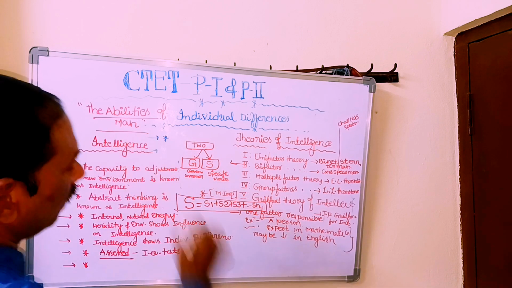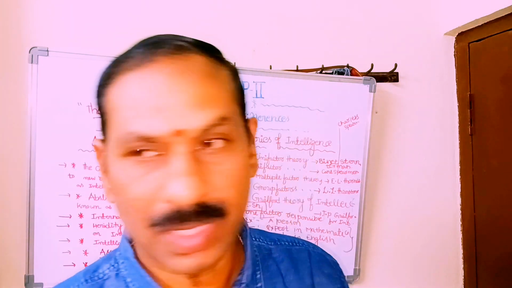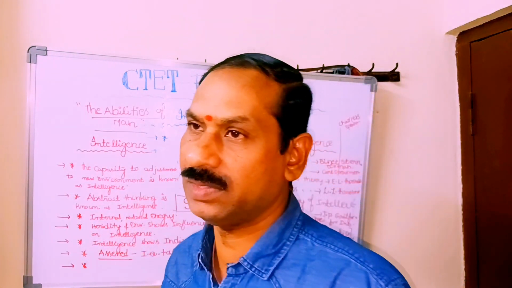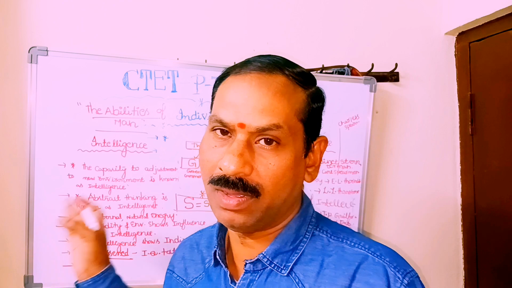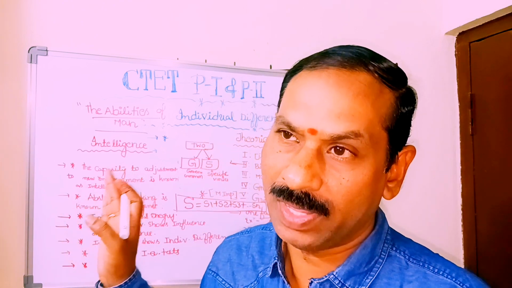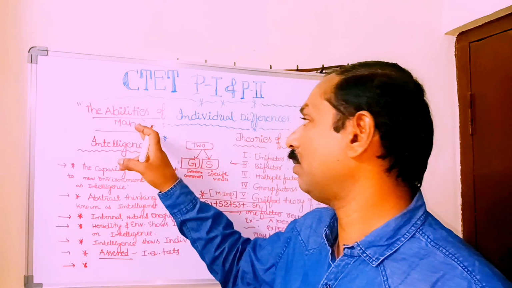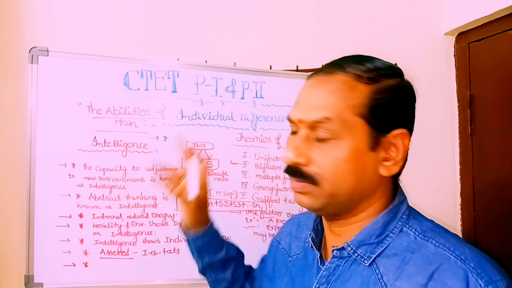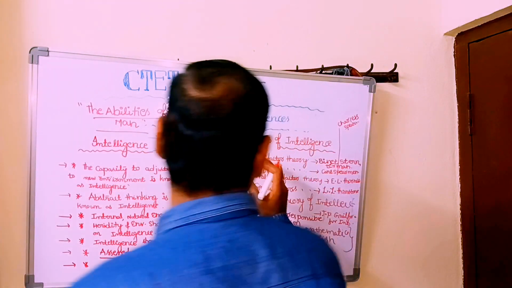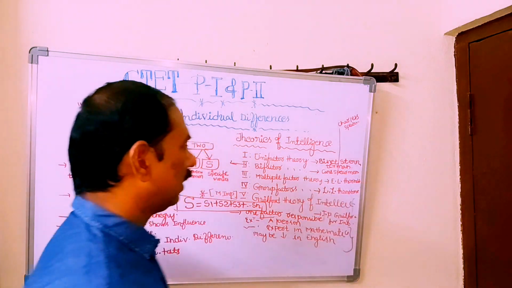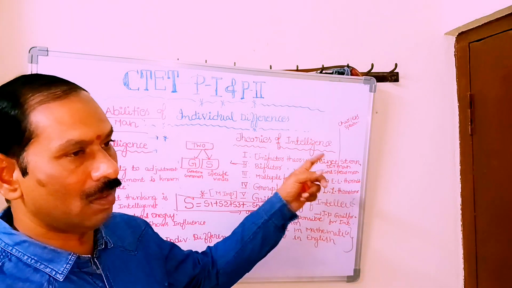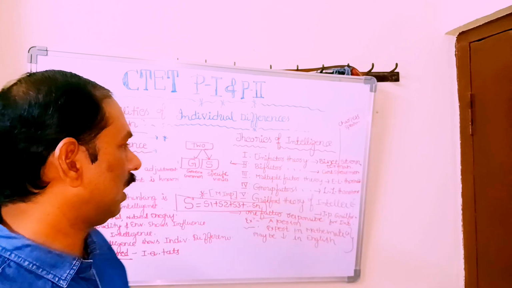Most important bit: The Abilities of Man was written by Charles Spearman or Carl Spearman. A question may be asked: the bifactor theory of intelligence was explained in which book? The answer is The Abilities of Man. So this is the bifactor theory of intelligence given by Carl Spearman or Charles Spearman.